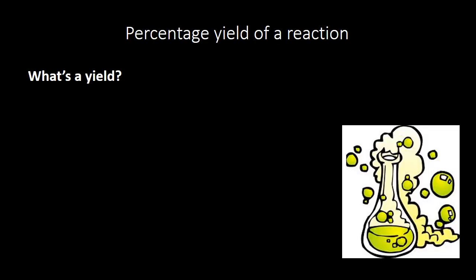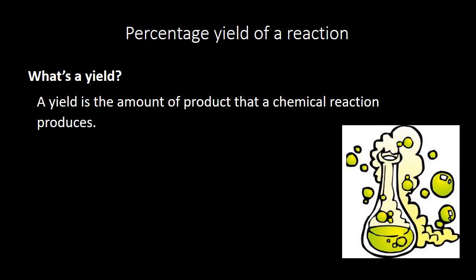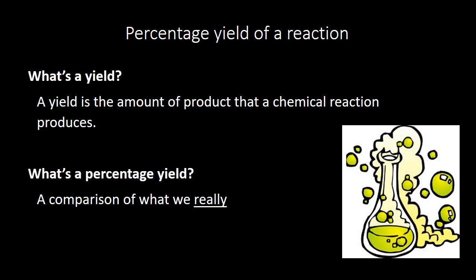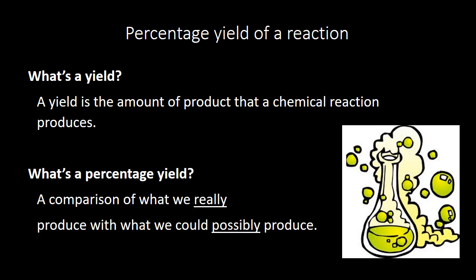So, percentage yield of a reaction. What is it? Well, I think we should first start with the term yield, which is the amount of product that a chemical reaction produces. And the percentage yield is a comparison of what you really produced to what you could have possibly produced in a reaction.